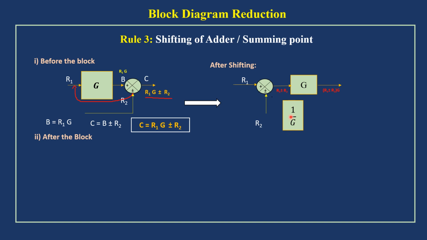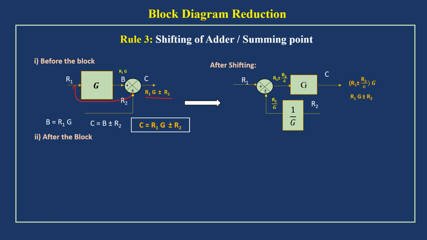Okay. So here I have included 1 by G and the input is given before this. I have shifted the input here. R2 is given to the 1 by G block and after that we will get the output R2 by G. That R2 by G is given to the summing point. Now we will find the output, R1 plus or minus R2 by G. So the main output C equals R1 plus or minus R2 by G, into G. If we expand this, R1 into G and then R2 by G into G, that G will get cancelled. That expansion will reduce to R1G plus or minus R2.